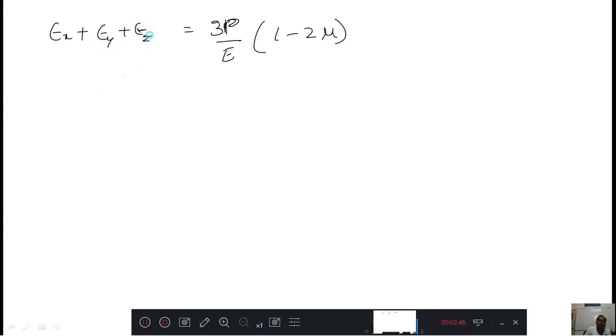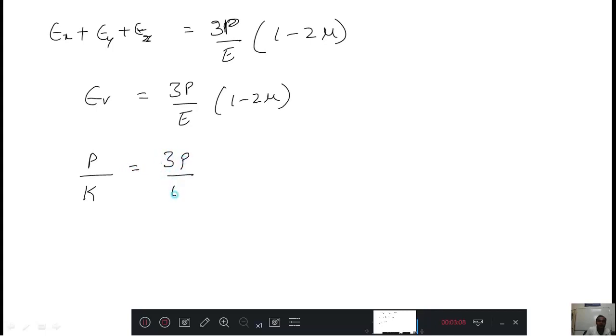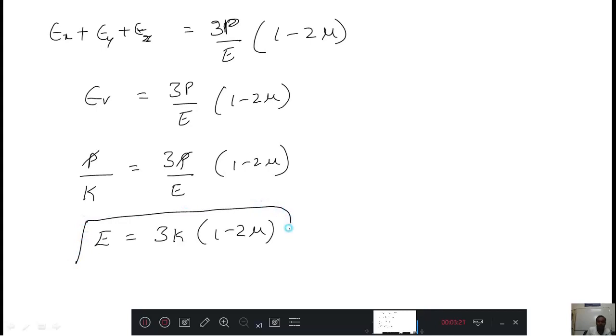In the fifth derivation we derived this one. The meaning of this is volumetric strain is equal to 3P by E times (1 minus 2 mu). And here volumetric strain with respect to bulk modulus will be pressure in three dimensions divided by bulk modulus, which is equal to 3P by E times (1 minus 2 mu). Then P cancels, E comes this side, and E is equal to 3K times (1 minus 2 mu). This is a very important expression.